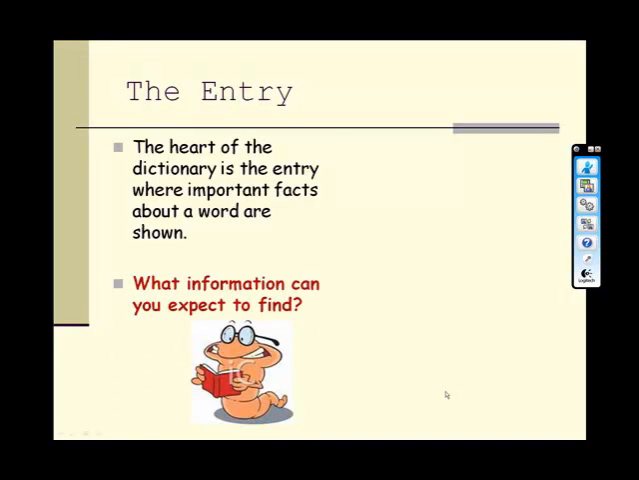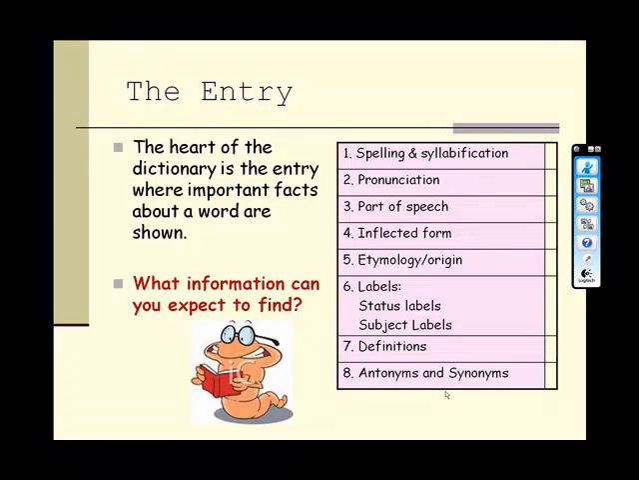What information can you expect to find? Well, number 1, spelling and syllabication. 2, pronunciation. 3, part of speech. 4, inflected form. 5, the etymology or the origin of the word. 6, there are labels, status labels, subject labels. 7, you get, of course, the definitions. And 8, there are antonyms and synonyms, words that mean the opposite of your entry and words that mean the same thing as your entry.